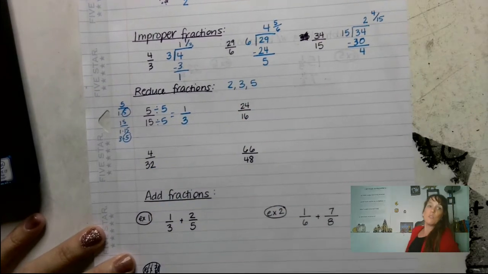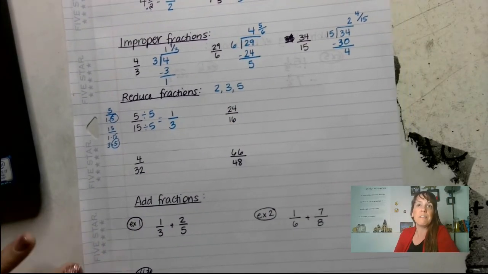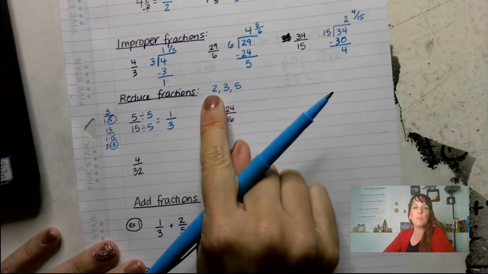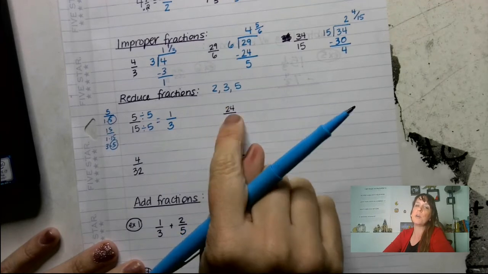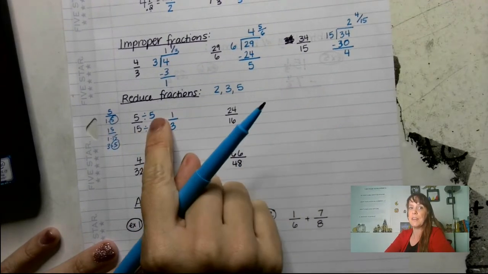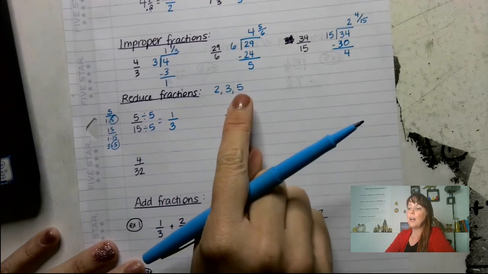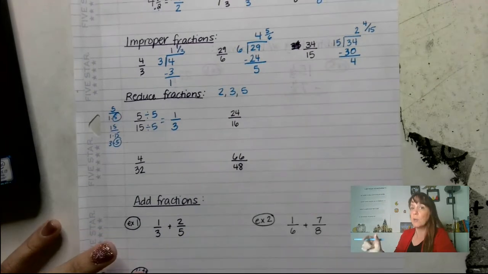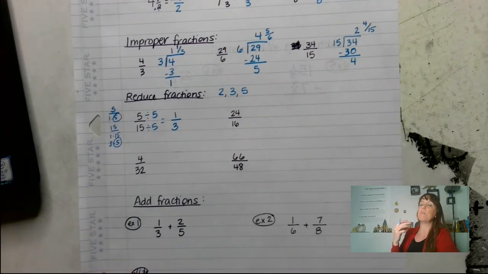If you don't know your greatest common factor, you don't necessarily need to. You can ask yourself, now remember, we know something is divisible by 2 if it ends in an even number. We know something is divisible by 5 if it ends in a 5 or a 0. We know something is divisible by 3 if you add up the digits and that number is divisible by 3, then the big number is divisible by 3.